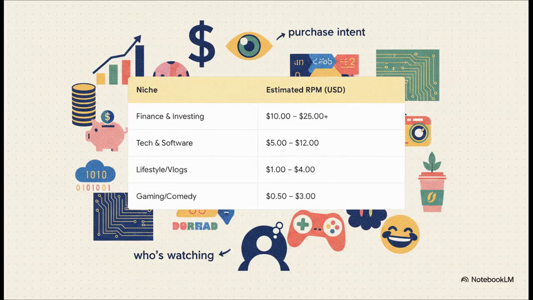And this table here shows us exactly why that is. It all comes down to one little phrase, purchase intent. Think about it. Advertisers will pay a huge premium to get in front of an audience that's ready to buy something. So, if you're watching a review of a stock trading app, you're a super hot lead for a financial company, right? But if you're watching someone play a video game, well, maybe not so much, unless the advertiser is selling gaming chairs or energy drinks. It's all about that perfect match between the viewer and the product.